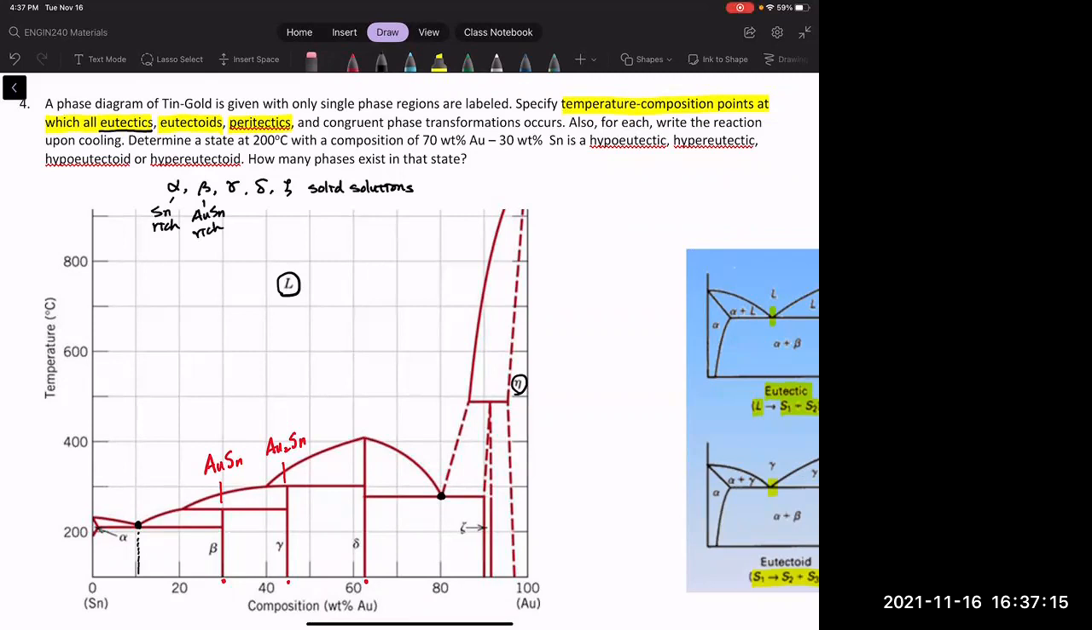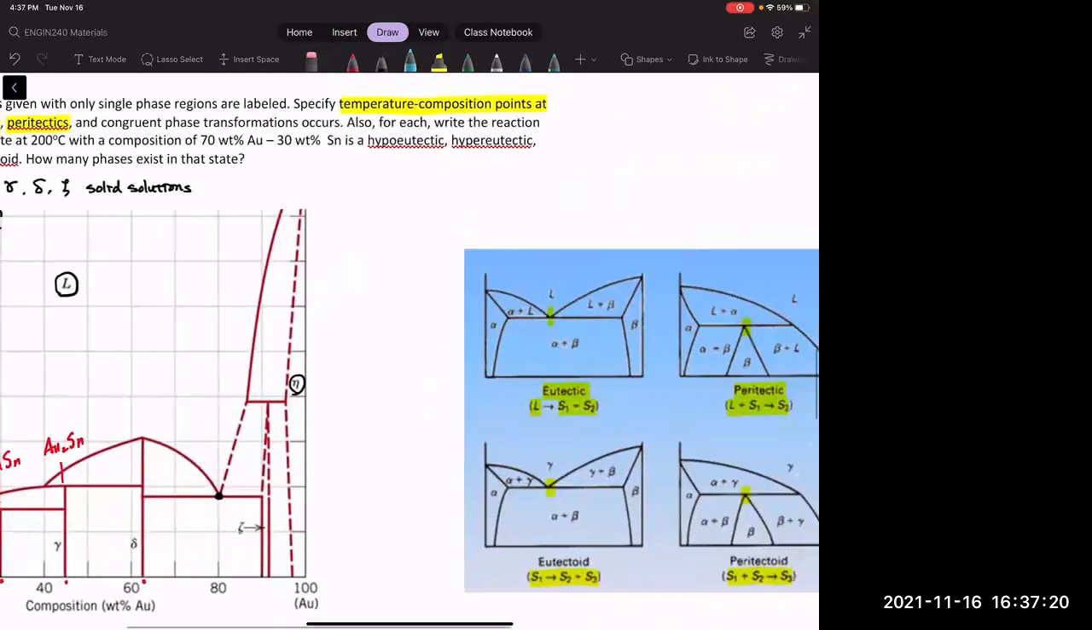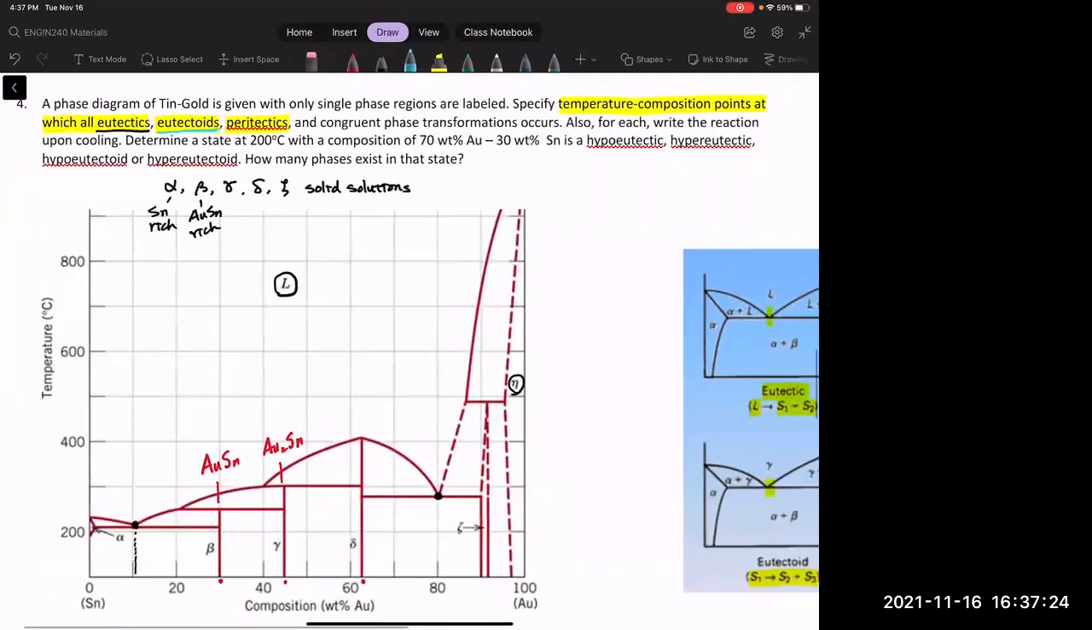The eutectoid, let's look at the eutectoid. What's the eutectoid? It's one solid solution to two solid solutions. So do we have one going to two in this case? Maybe it's a good idea that we write down all these reactions first.